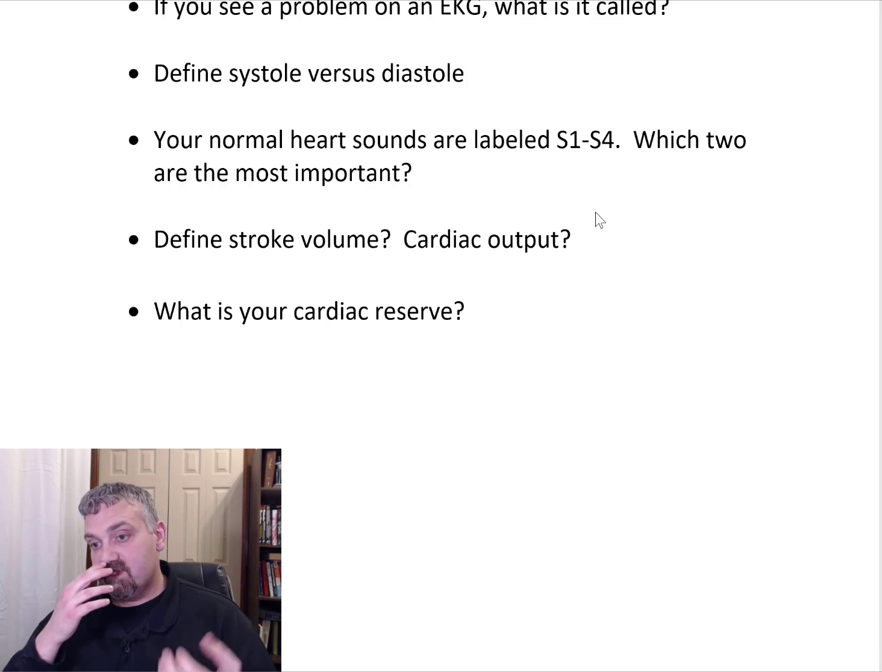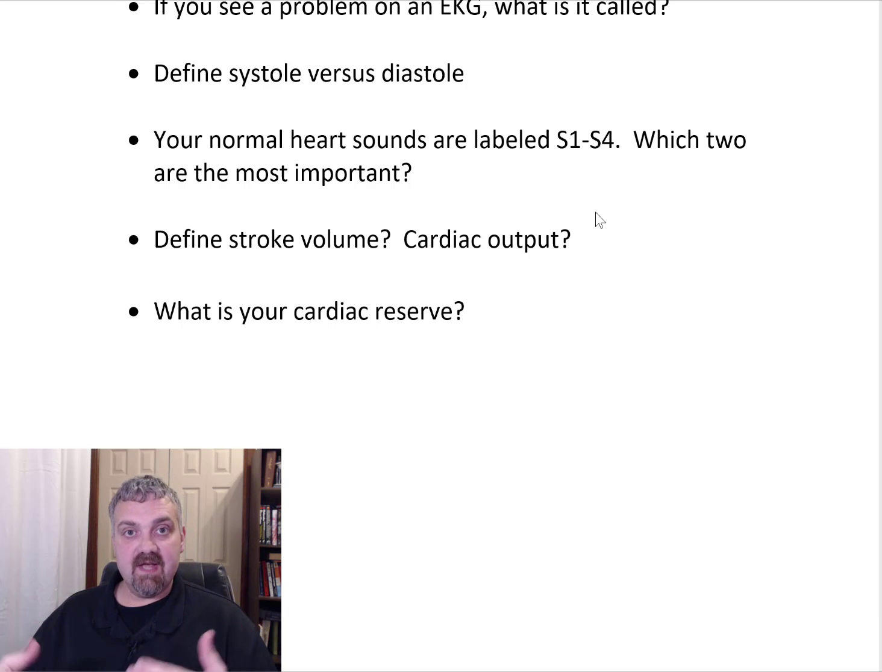So if your blood pressure is 120 over 80, that's your systolic over diastolic. What it's really saying is when your heart is contracting, the blood pressure is 120. When it's relaxing in diastole is when it's at 80. So systolic over diastolic. We'll talk about blood pressure when we get to the next section on blood vessels.